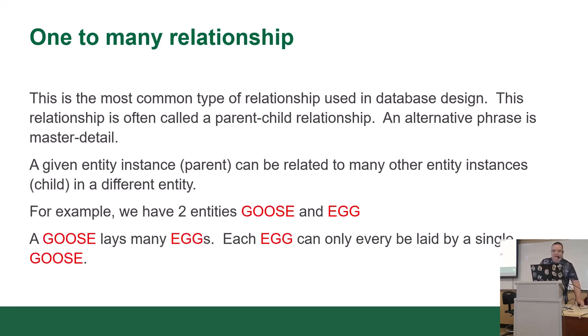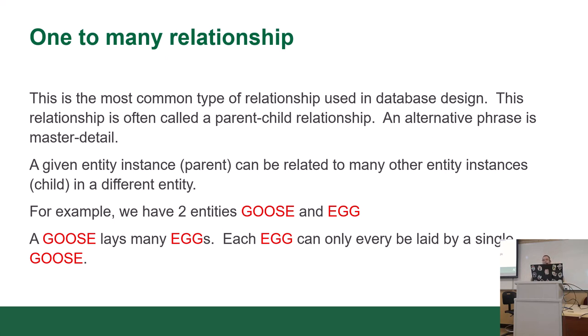All right, one-to-many. In most relational database systems, one-to-many is the most common type. This relationship is also often called parent-child. And I've also seen master-detail. So essentially a given entity, the parent, can be related to many other entity instances, the children, of a different entity.